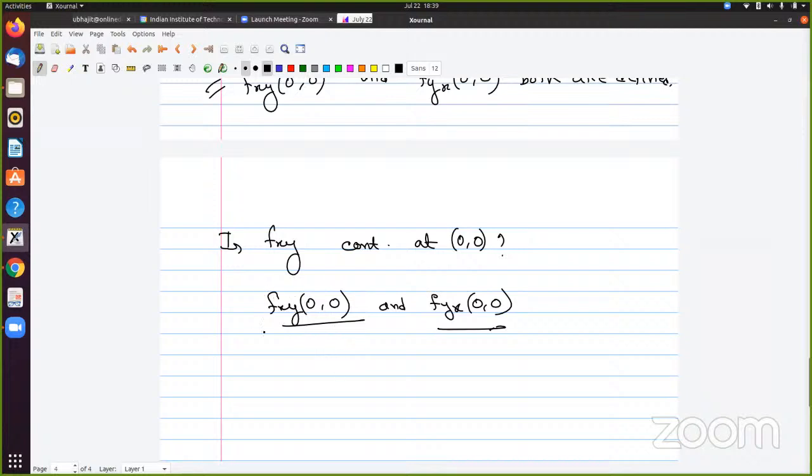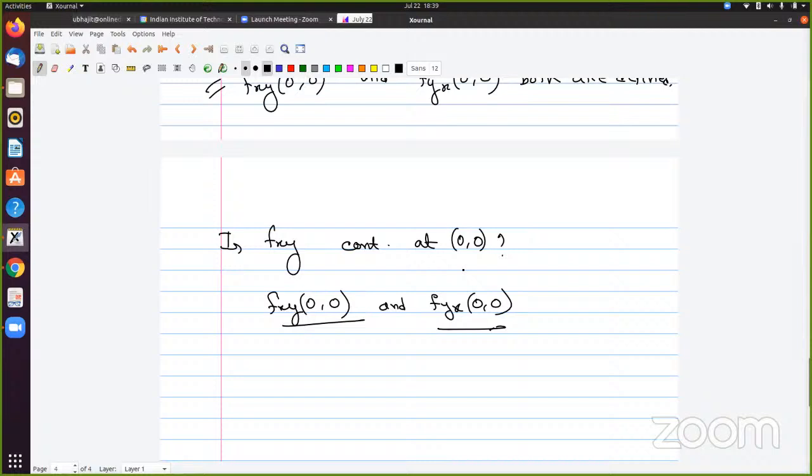When you are checking the existence of something, then you have to go by the definition. That is f of a plus h minus f of a, that sort of thing. Okay, so the point 0 comma 0 is nothing special. We are checking for all this type of function and do it for 0 comma 0, but 0 comma 0 is nothing special.